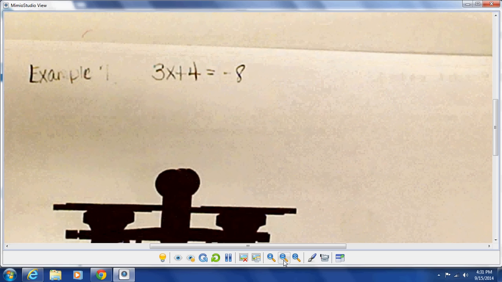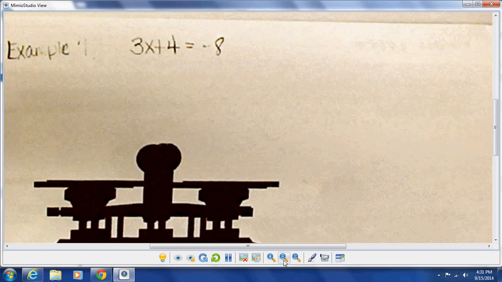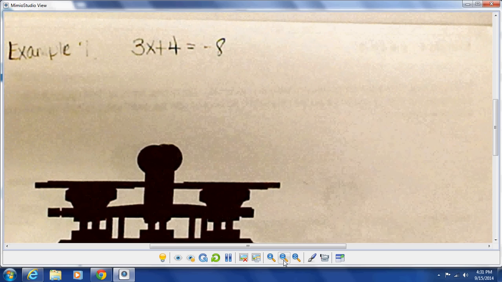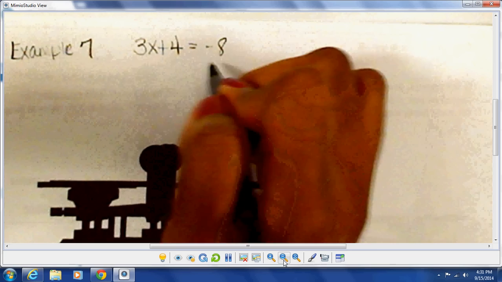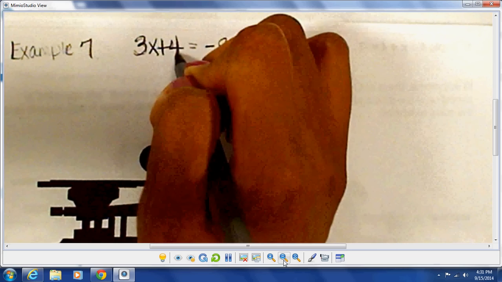All right, we have one final example to do with you, which is example 7. It says 3x plus 4 equals negative 8. That is a negative 8. Just going to write over that.